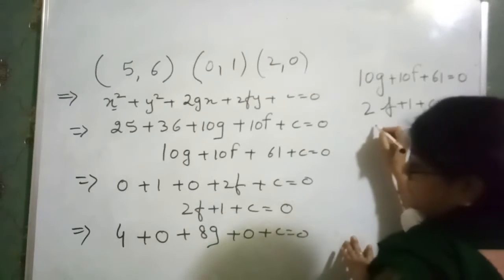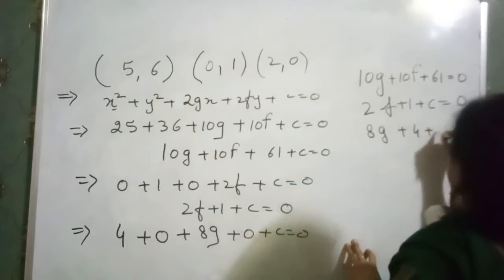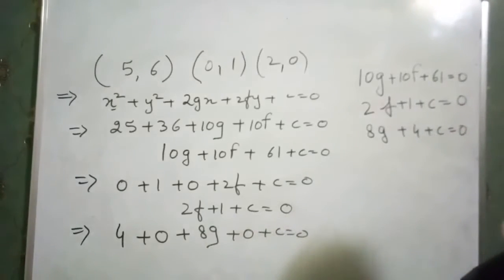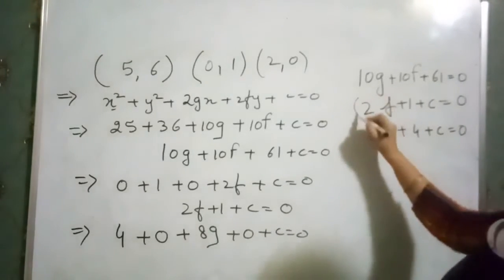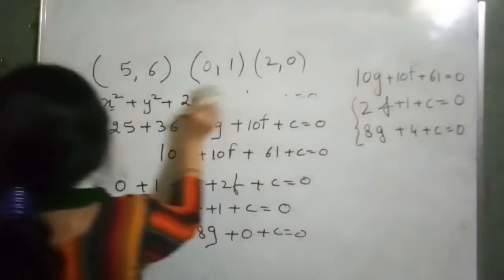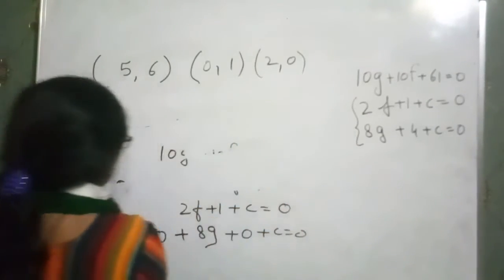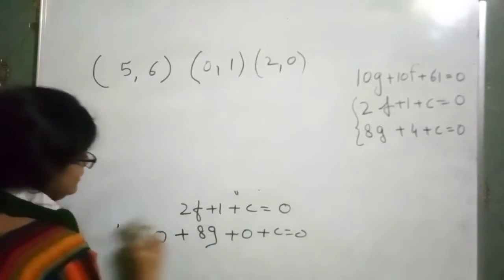Now third one, 8g plus 4 plus c is equal to 0. Clear? Now solve these 2 equations. That means in this way we solve for the values f, g and c, then putting in the standard form of equation and we get the answer.